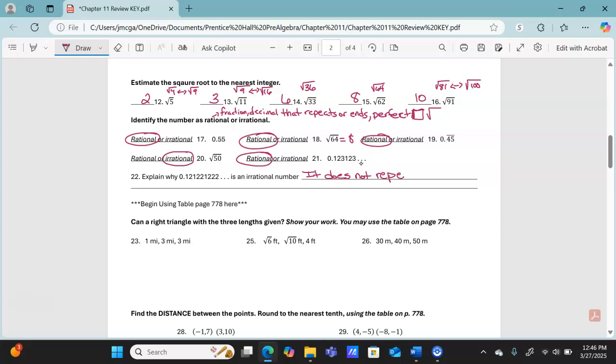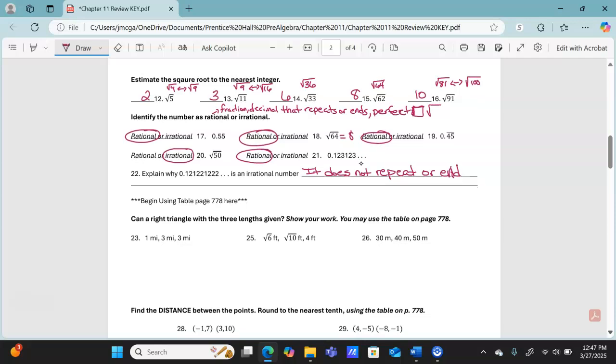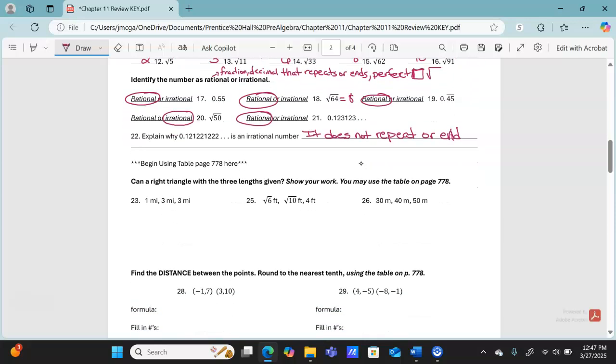The ellipses tells you it keeps going, but it's 1 2 and then 1 2 2 and then 1 2 2 2. It's not repeating. The pattern is it's adding a 2 each time, but it's not a repeat.